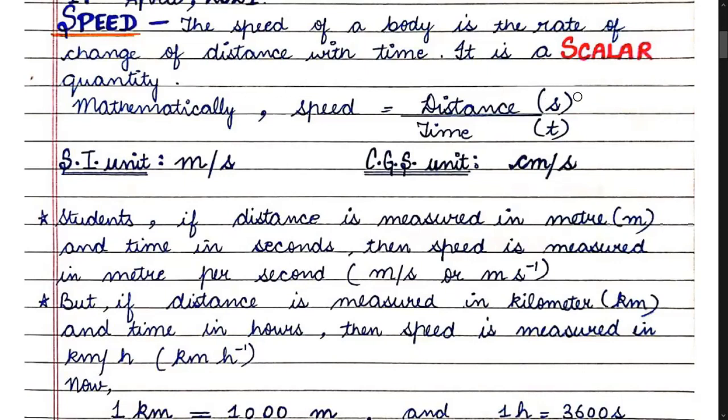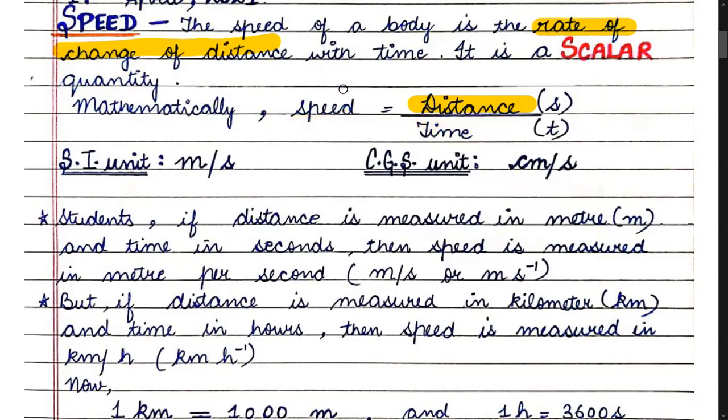Now children, whenever there is division of time, we always write that quantity as rate. The word rate in physics means divided by time. So what is speed? Speed is rate of change of distance. So that means distance divided by time is speed.